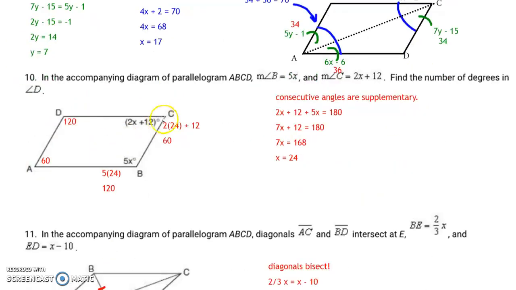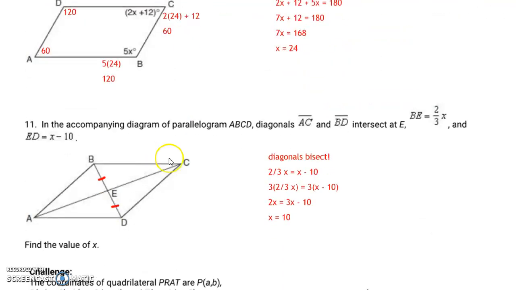For question number 10, we were given 2 consecutive angles, which are supplementary. They add up to 180. So we solved and substituted that x back in. And then for number 11, we know that diagonals bisect. Many students had problems with this because it had a fraction in it, but just multiply by the denominator of the fraction, and you are good to go.